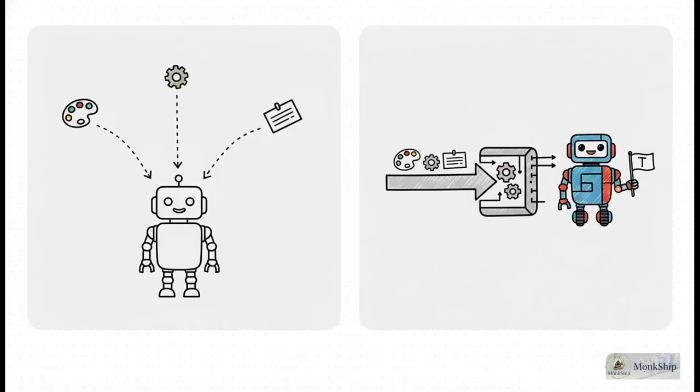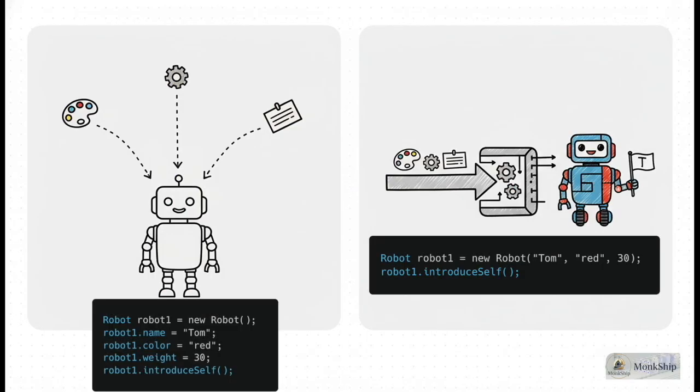And this right here shows you the difference in a nutshell. It's night and day. On the left, that's the old way, building the empty shell, then adding the name, then adding the color, piece by piece. But look at the right. That's the power of the constructor. We just say, I want a new robot, and we hand over all the specs. Tom, red, 30, all at once. And in one clean line of code, a fully formed, ready-to-go robot object pops out. It's so much cleaner, way more efficient, and you're way less likely to make a mistake.